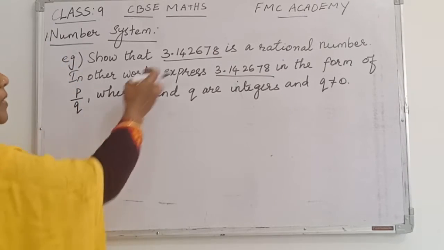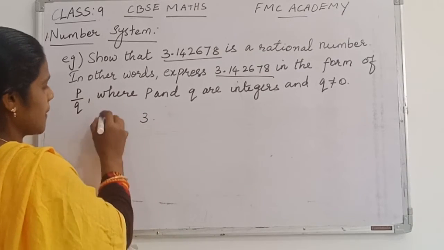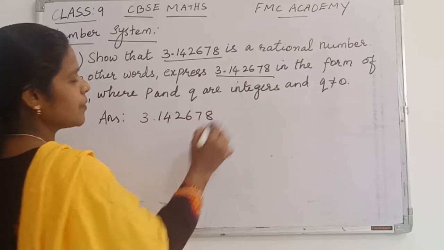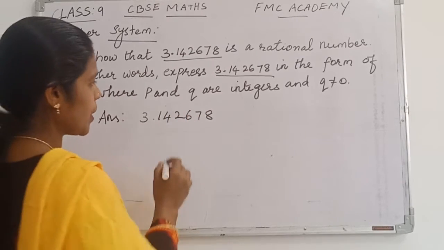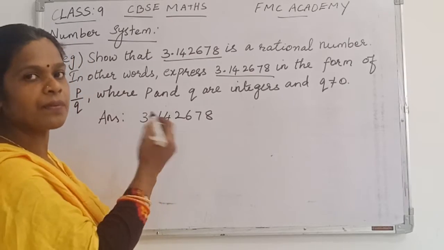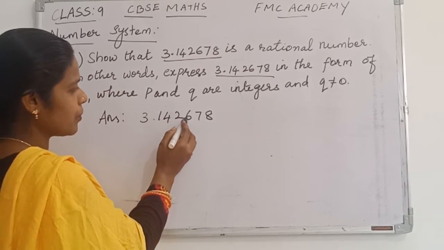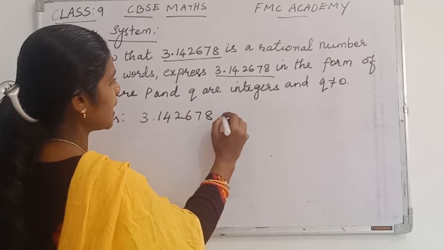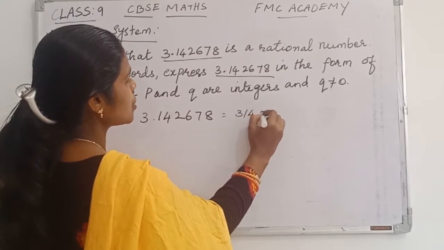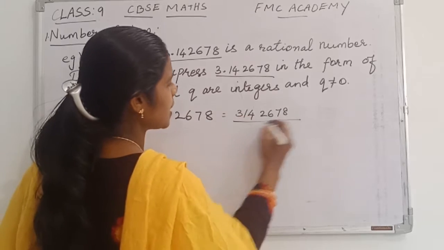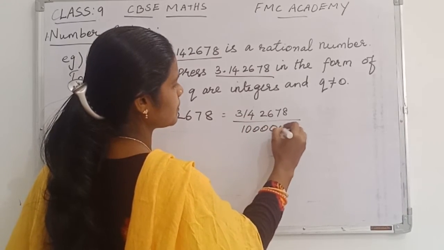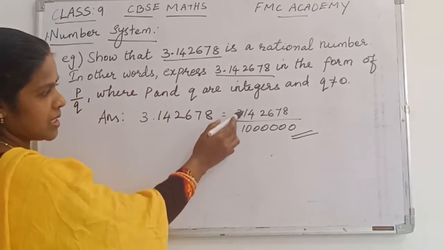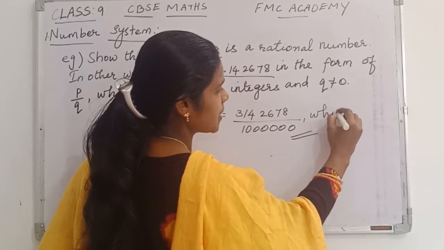So very simple steps. First let us write down the question, that is 3.142678. We have to write it in the form of p by q. So what you have to do, just count the number of digits after the decimal. Just see here: 1, 2, 3, 4, 5, 6. So by taking 10 lakh, we have to multiply on both the sides. So we will be getting 3142678 upon 10 lakh. So you can see now the number which you got is in p by q form. So just write down here: which is a rational number.